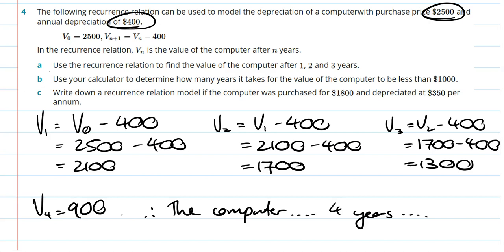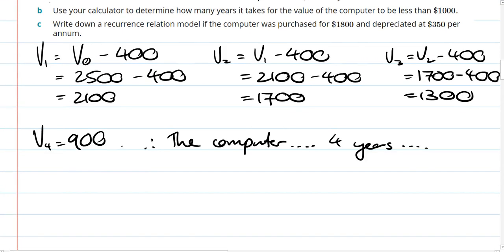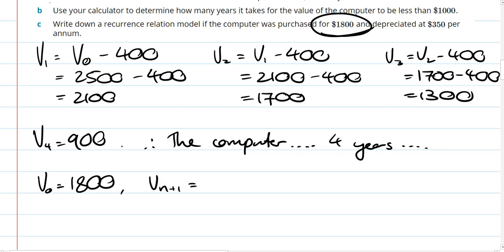Write down a recurrence relation model if the computer was purchased for $1,800 and depreciated at $350 per annum. So we're going to write a new recurrence relation. This time the amount was given to us, so that's helpful. So we say V0 is equal to how much it started with, 1,800, comma, Vn plus 1 is equal to Vn minus 350.